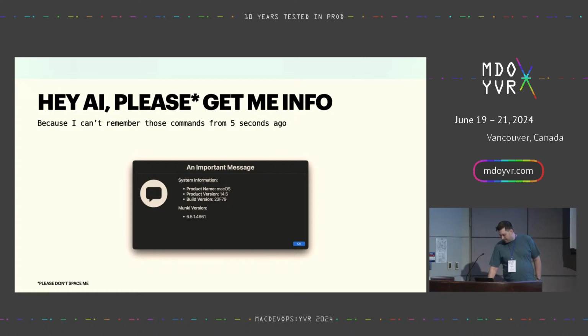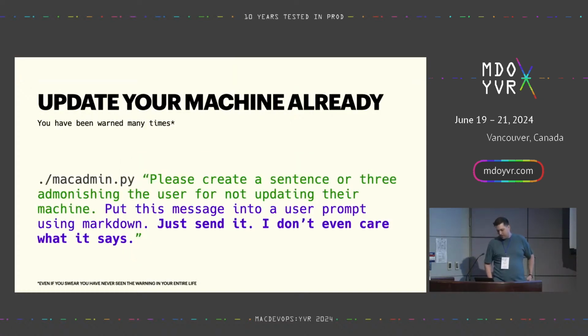So, this is fine and all. It's cute, but why don't we do something slightly more interesting? So, for instance, our users need to update their machines. That's a common workflow. So instead of Nudge or scripting it with Swift Dialog, I'll just ask for that instead.